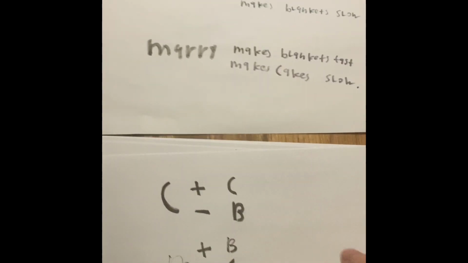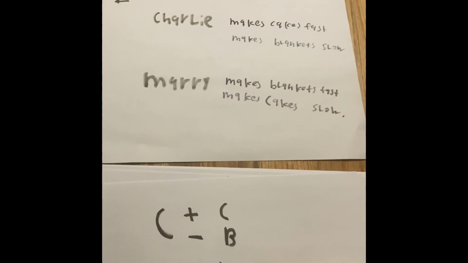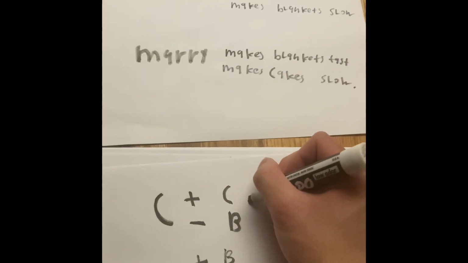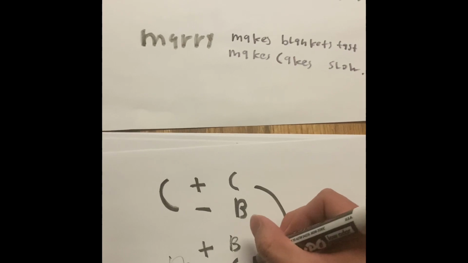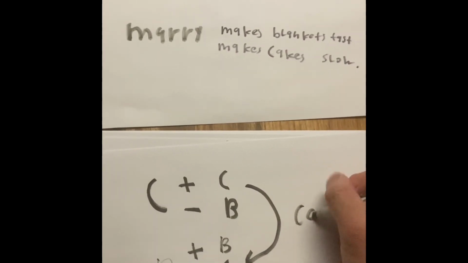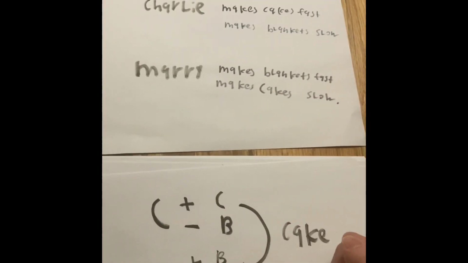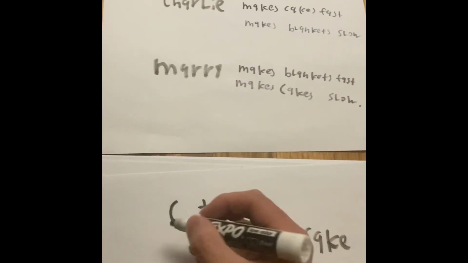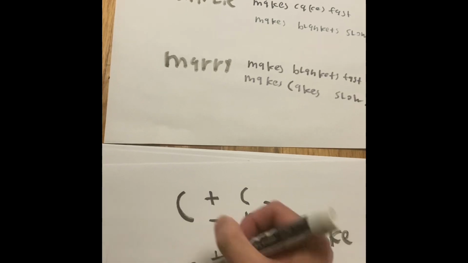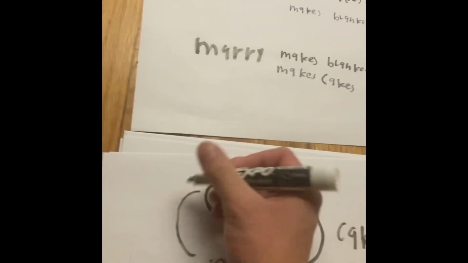So you know what's going to happen? Since Charlie is more efficient with cakes, they're going to give cakes to Mary. However, on the other hand, Mary is really good at making blankets, so it's more efficient than Charlie. So they swap with blankets.